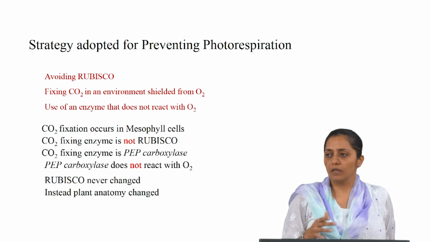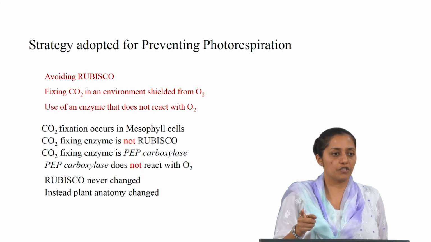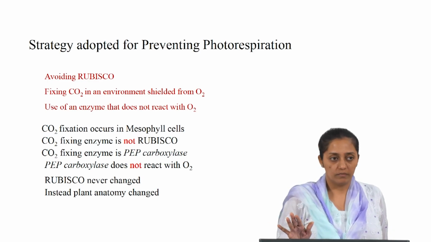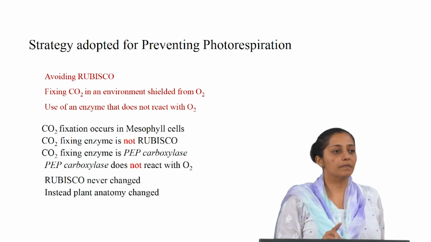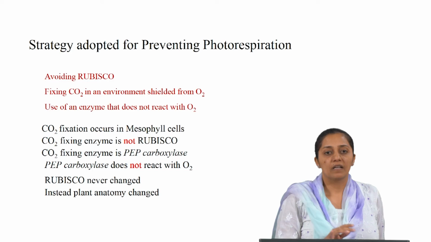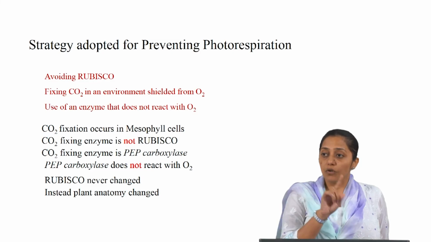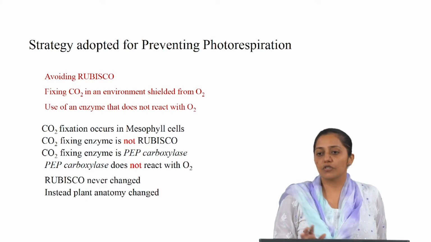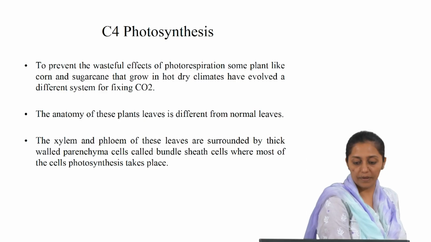CO2 fixation, we know, happens in the mesophyll cells, the palisade cells and spongy cells, with air gaps for gas exchange. Now the CO2 fixing enzyme is not rubisco; the adaptation happened. The CO2 fixing enzyme was changed from rubisco to PEP carboxylase. Rubisco still remains, but for the first step the CO2 fixing enzyme became PEP carboxylase. So, we will see how malate is formed.